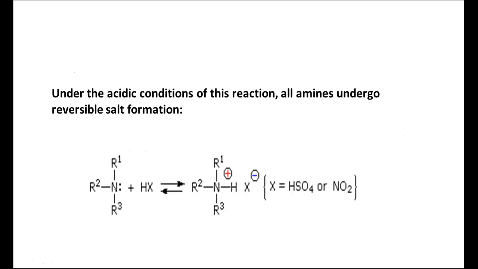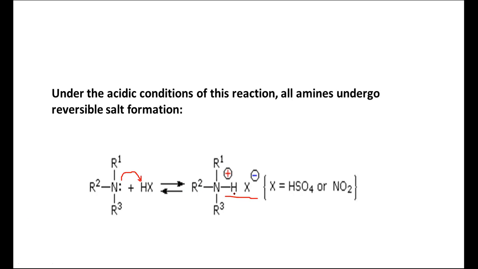Under the acidic conditions of this reaction, all amines undergo a reversible salt formation. Suppose it is a tertiary amine, when it is treated with a hydrogen halide, what happens? It forms an ammonium salt, because here there is a lone pair of electrons. It accepts the proton because it can donate this lone pair of electrons to the proton present in the acid. That's why amine salts are formed.